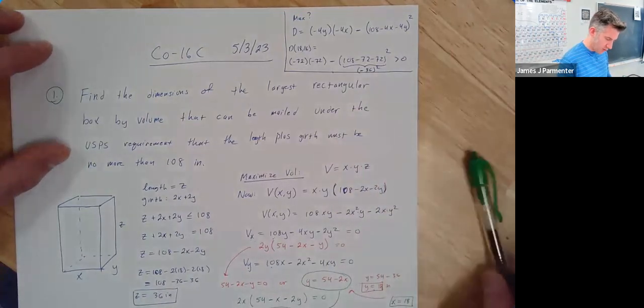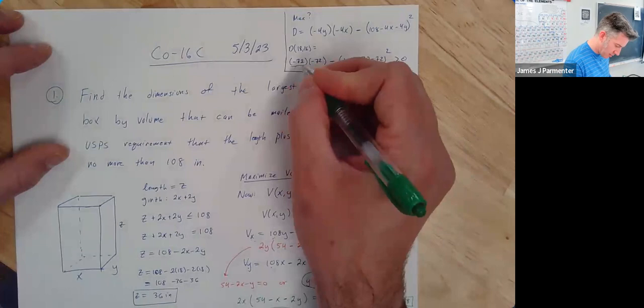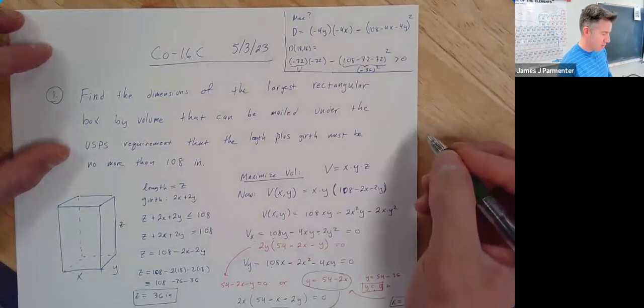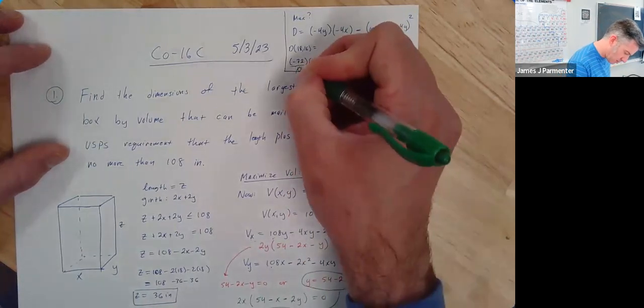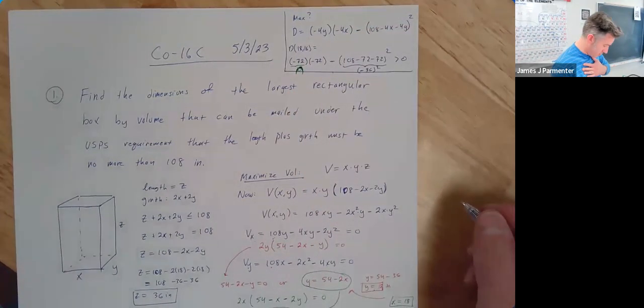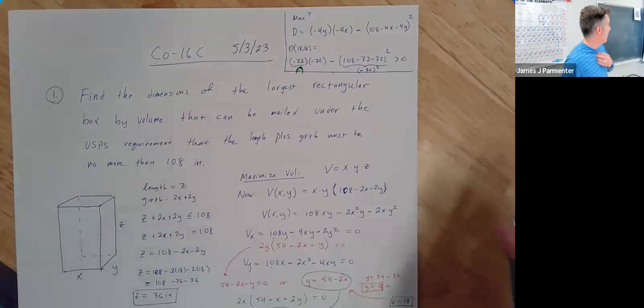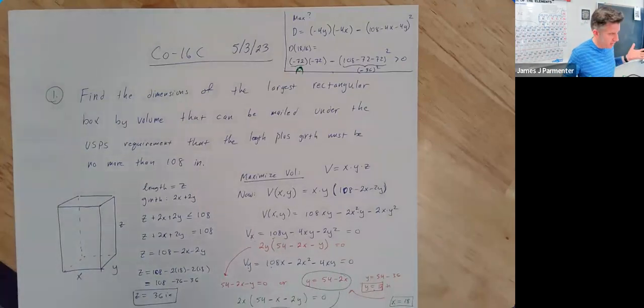And then since your second derivatives are both negative, that means we're concave down, meaning we have a maximum. So yes, we do have a maximum. Great.